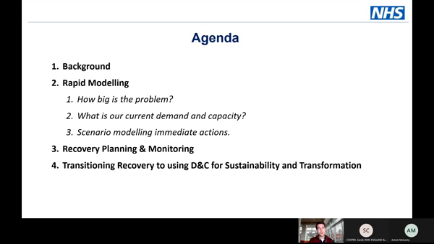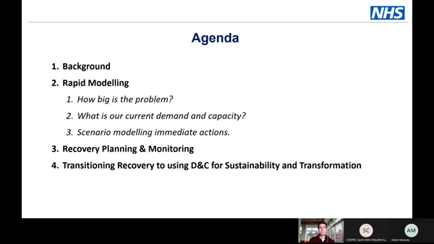And then we'll cover the more formal recovery planning and monitoring, which is the phase that we're in at the moment, coordinated at a regional level across London. And then lastly, we'll touch on how we want to transition that into recovery using demand and capacity for sustainability and transformation, which touches on some work we'd done pre-COVID over the last 18 months, which used a traditional, more formal D&C analysis. What are some of the things we learned from that, and how might we take some of those things forward now?